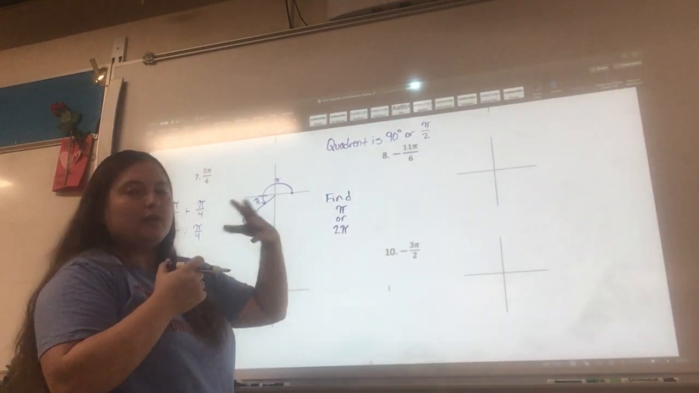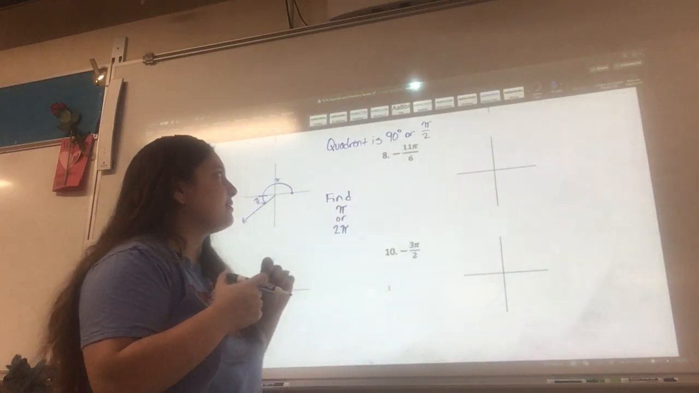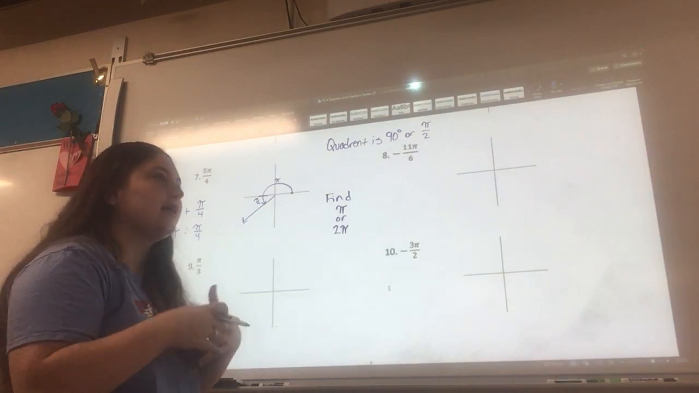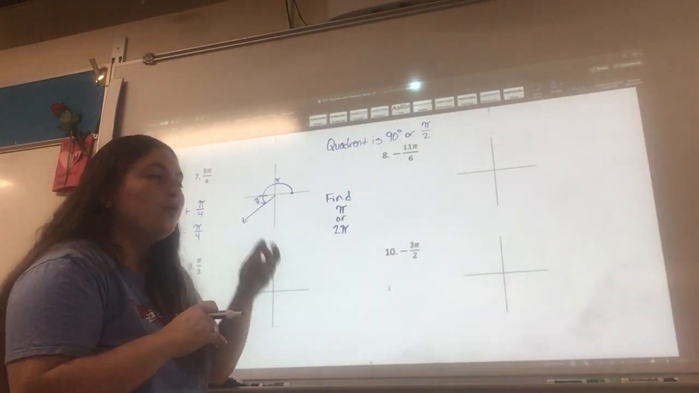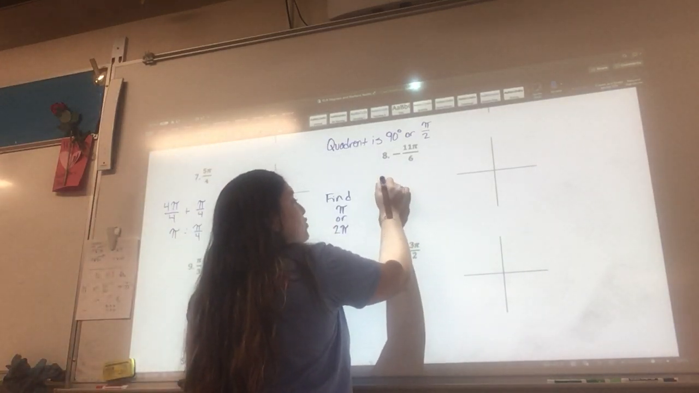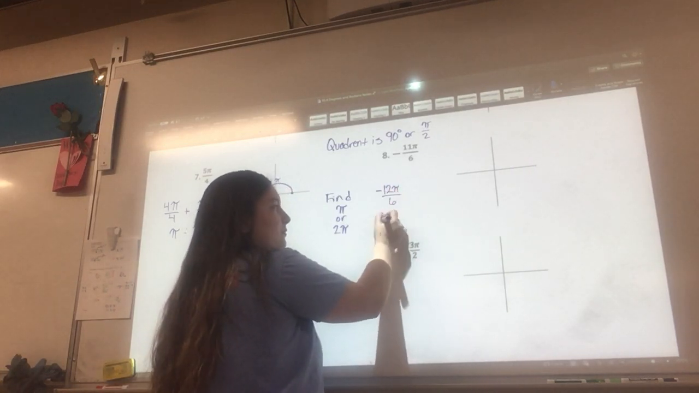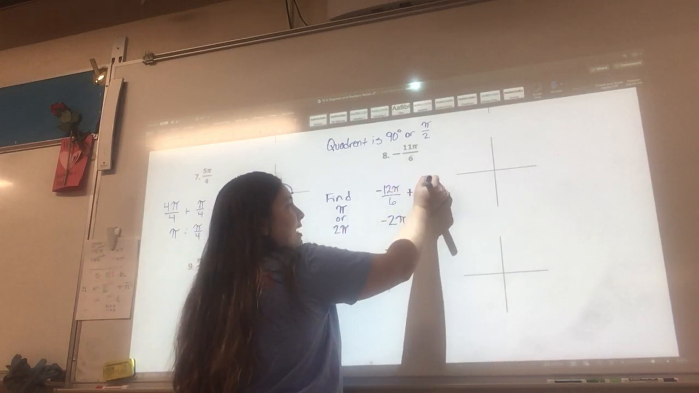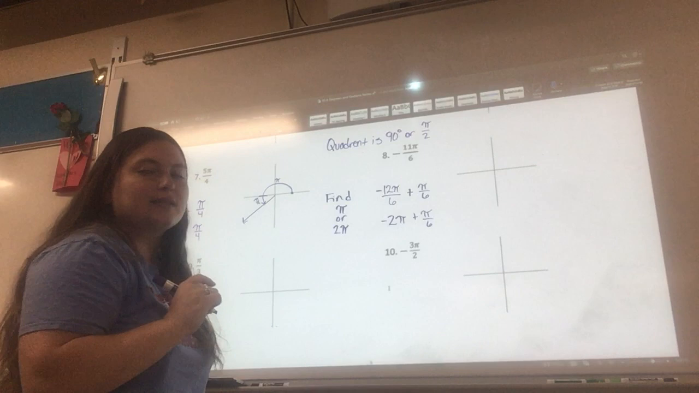So number 8, so this is one definitely that we need to look at. So we have negative 11 pi over 6. Is 11 over 6 closer to pi or 2 pi? That's what you have to think in your head. Well, if we think about 12 over 6 being 2, it's closer to 2 pi. So we're going to see that this is the same thing as negative 12 pi over 6, because it's closest to negative 2 pi, same thing as negative 2 pi. We still need to get to 11. So that means we have to add a pi over 6, because that still equals negative 11 pi over 6.